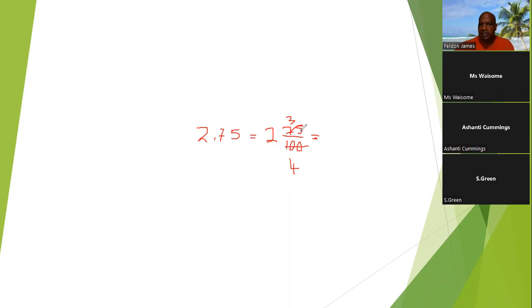so we would have canceled 75 and 100. We would use the highest common factor, which is 25. 25 into 75 is 3. 25 into 100 goes 4. So we'd write this back as 2 and 3 over 4. So now that would give you a regular fraction.